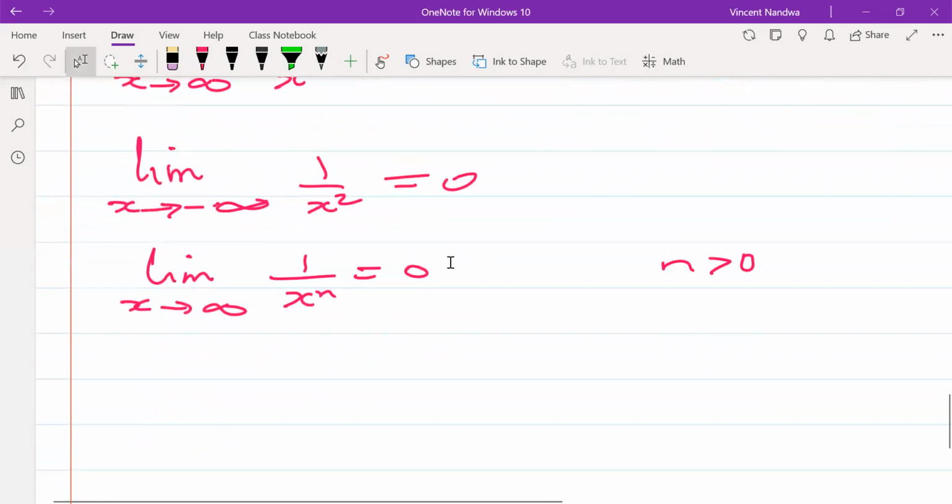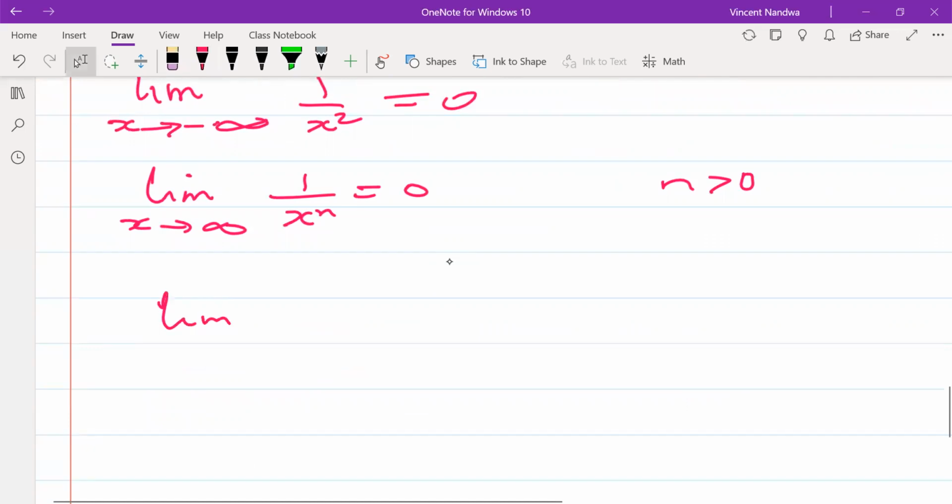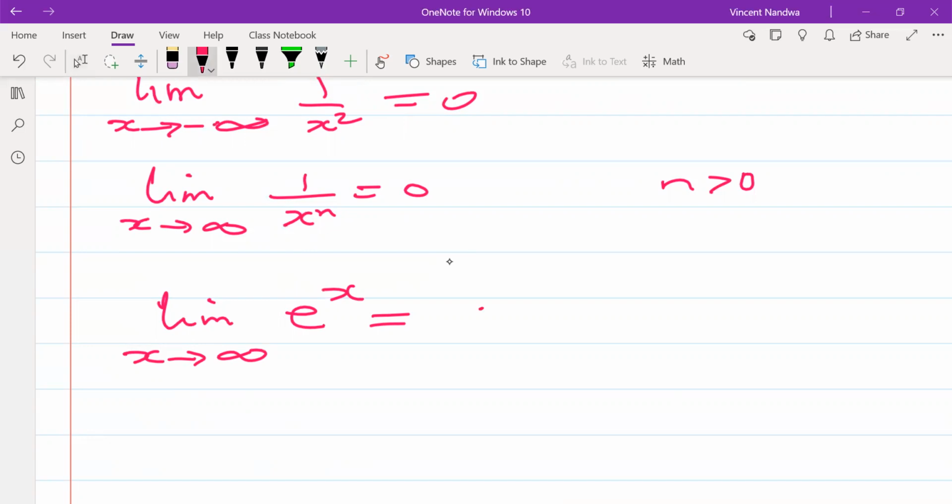And what will happen if you are getting the limit as x approaches infinity of e raised to power x? Positive infinity, because as you make the power of e a large number, the value of the whole function becomes large too. So this will be positive infinity.